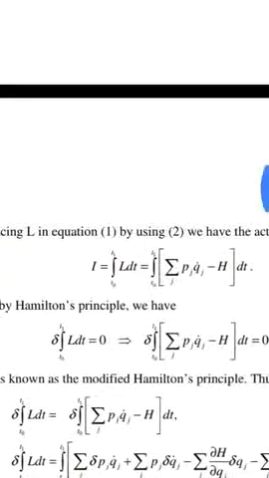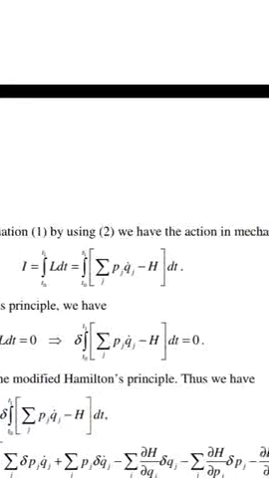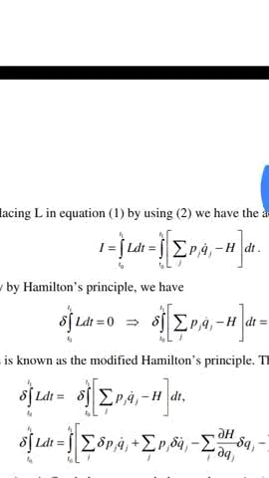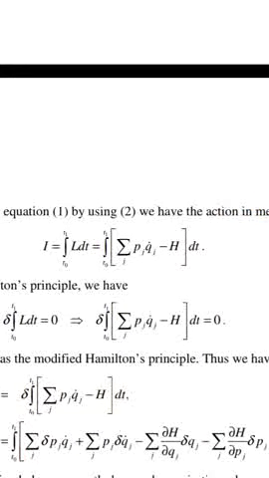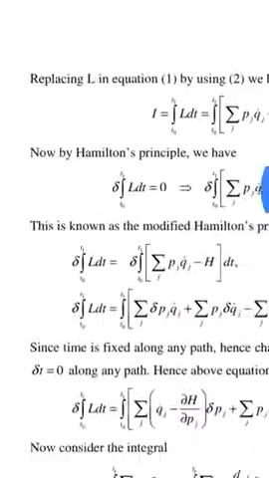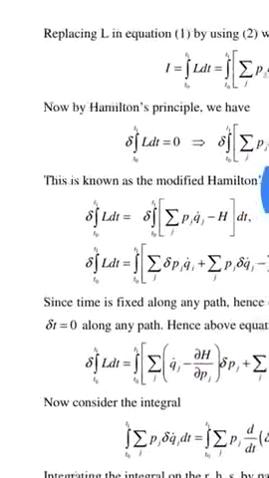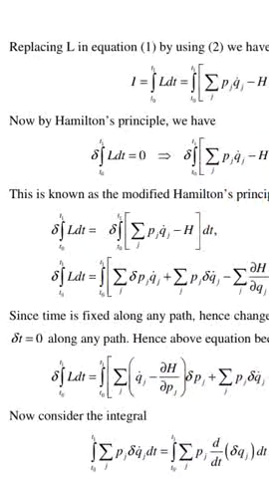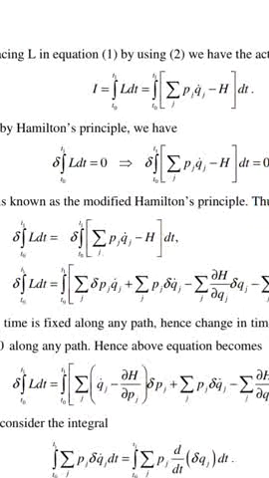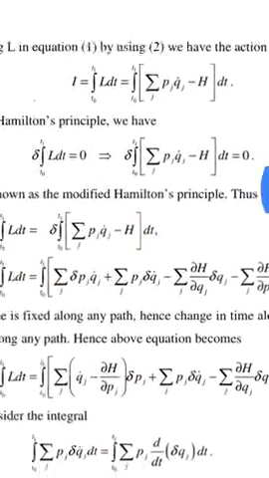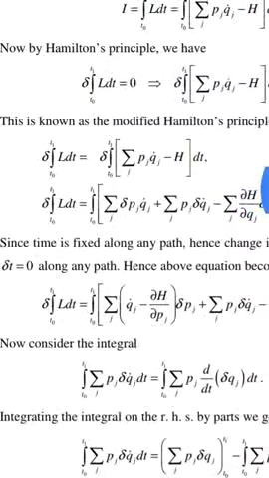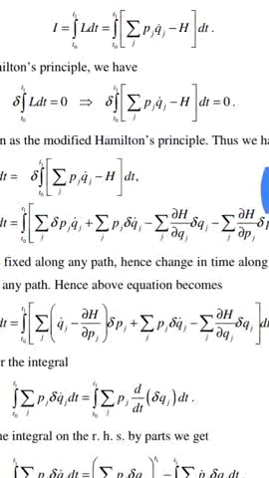Replacing L in equation 1 by using 2, we have the action in mechanics as I equal to integral from t naught to t1 of L dt, equal to integral from t naught to t1 of summation of pj qj dot minus H dt. Now by Hamilton's principle we have delta integral from t naught to t1 of L dt equal to 0, so delta integral from t naught to t1 of summation of pj qj dot minus H dt is equal to 0. This is known as the modified Hamilton's principle.